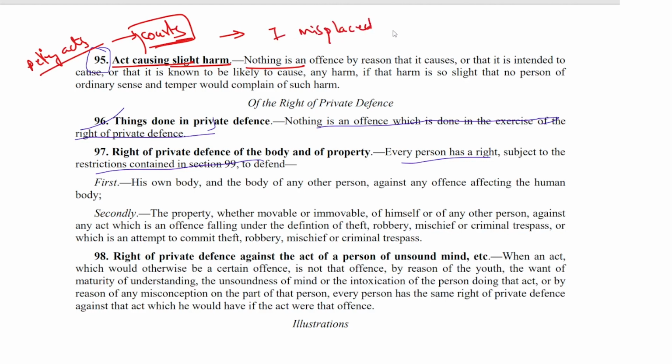I misplaced my pencil. Can I go to the court and say that my pencil has been misplaced and I accuse Mr. XYZ that he has stolen my pencil? The court will say that, see, we have a lot of tasks that we need to complete, and this is a very small thing. We cannot entertain such things in the court.